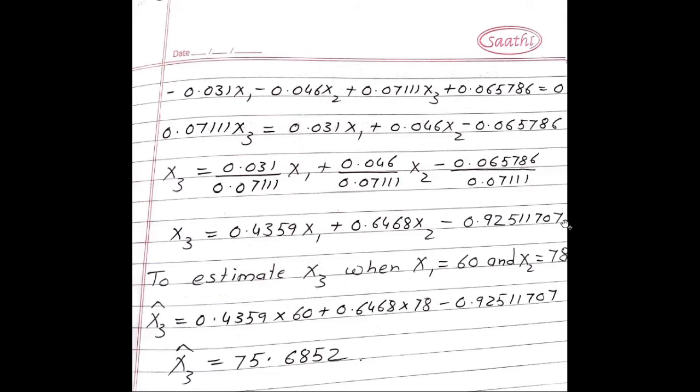Now in the second part of the problem, we have to estimate x3 when x1 is equal to 60 and x2 is equal to 78. So x3 cap is equal to 0.4359 into 60 plus 0.6468 into 78 minus 0.925110707. So first of all, multiply these two terms, and add all the three terms together. So x3 cap is given as 75.6852.